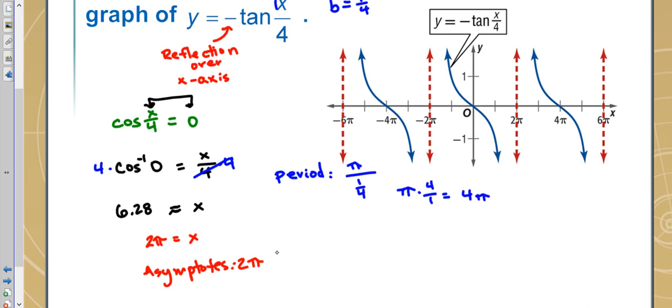So the asymptotes would be starting at 2 pi, and then every time you add 4 pi. And so the way they would put this is 4 pi z. That z just means any integer. You just multiply it by an integer, and that's how you get the other pi.